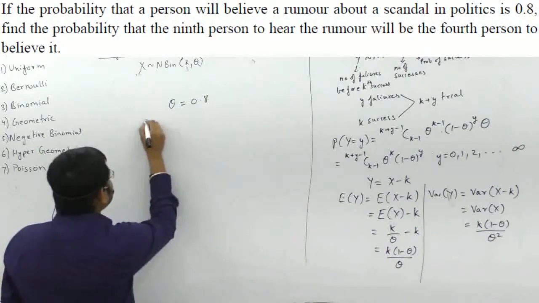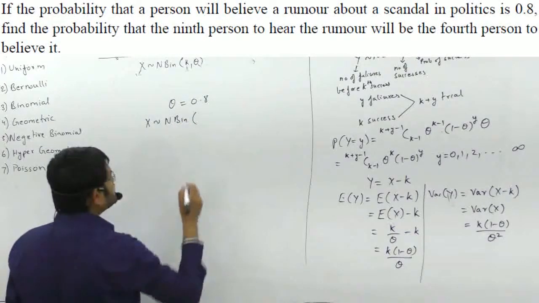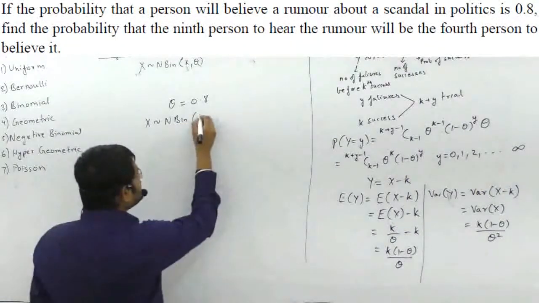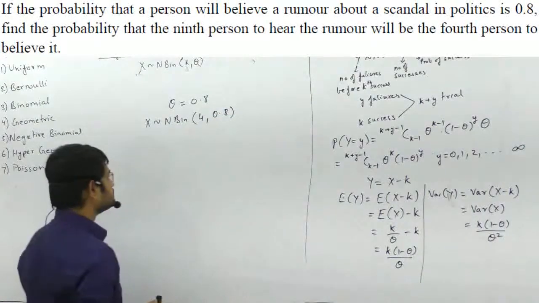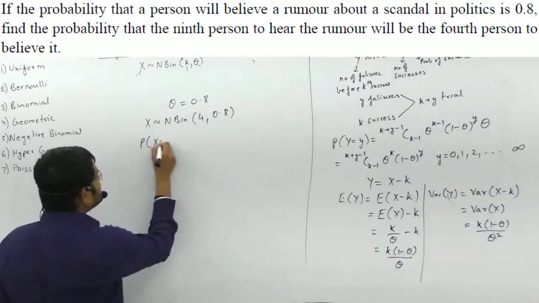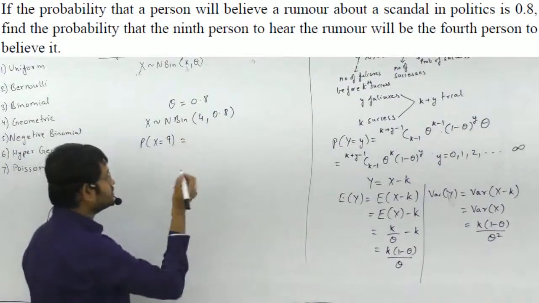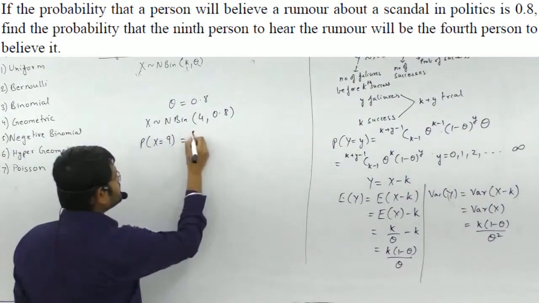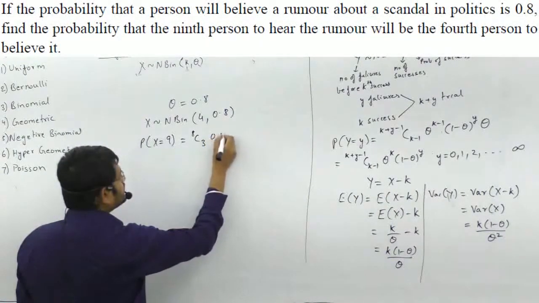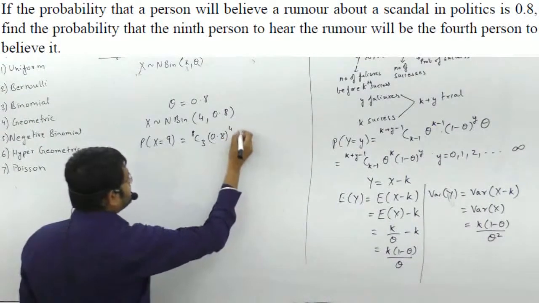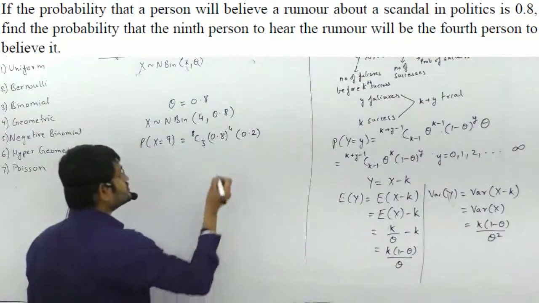So we can say X follows negative binomial with k equal to 4, we need 4 successes, and theta 0.8. We need to find the probability that X equals 9. Now simply using our formula, it is going to be 8C3, then theta is 0.8 raised to 4, and 1 minus theta would be 0.2 raised to 5.